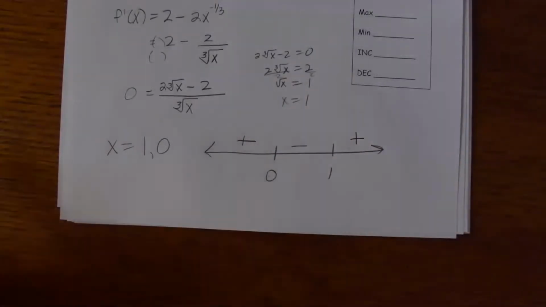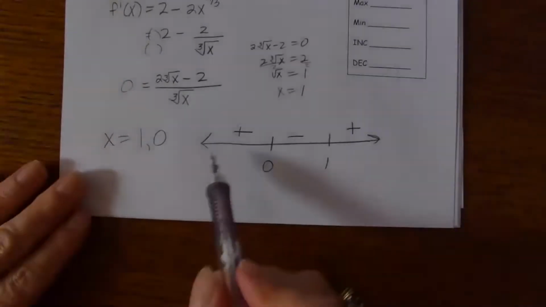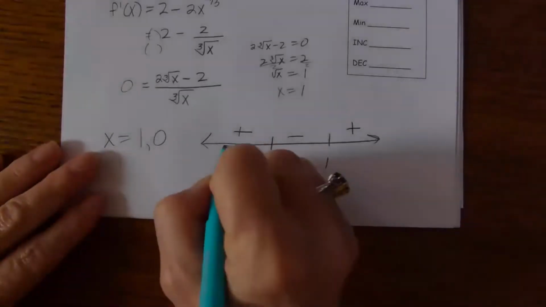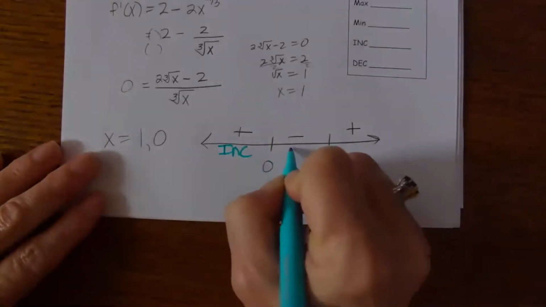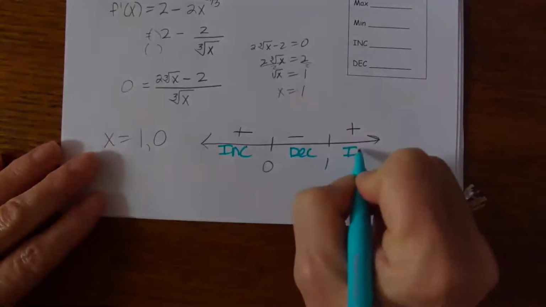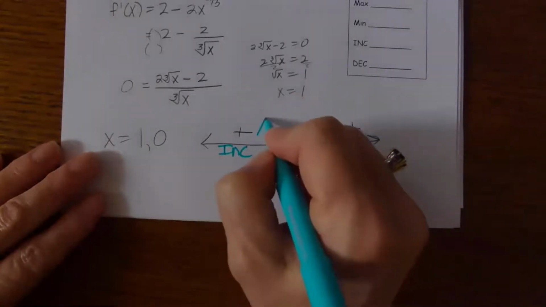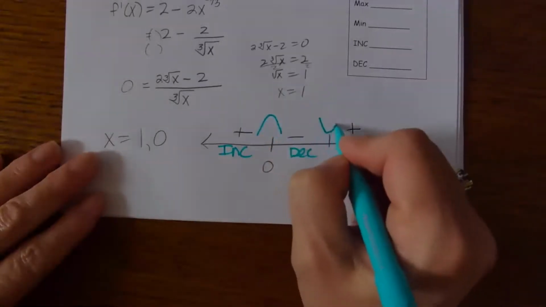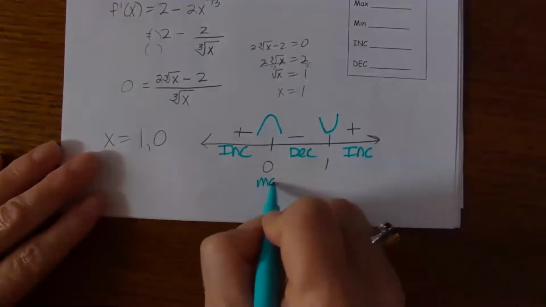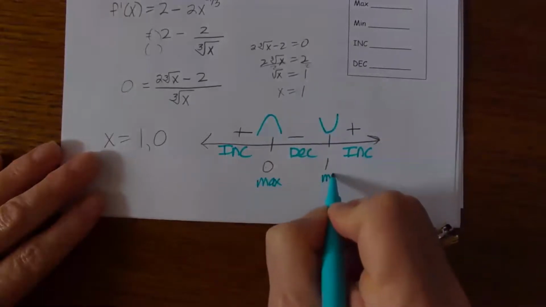How do we know our signs alternate? Because we don't have a bounce, right? We don't have a squared factor. So what do we call the positive? Increasing, decreasing, increasing. Increasing to decreasing, decreasing to increasing. So this is a max, this is a min.